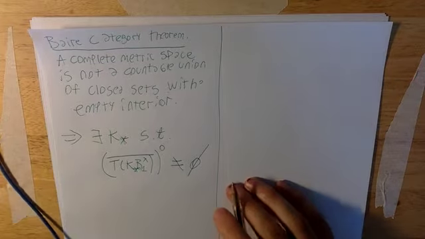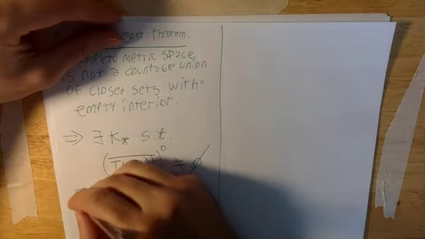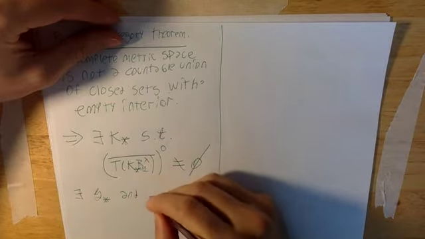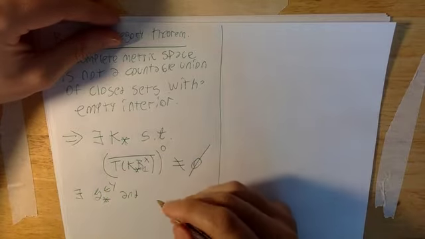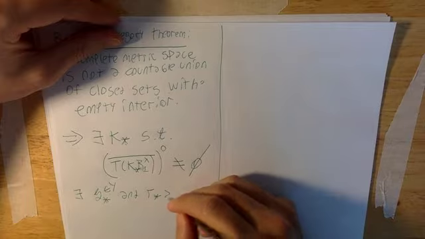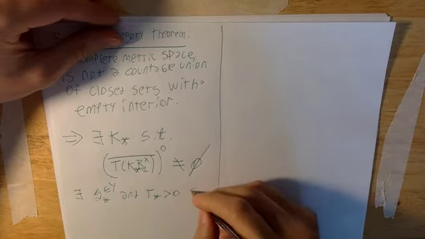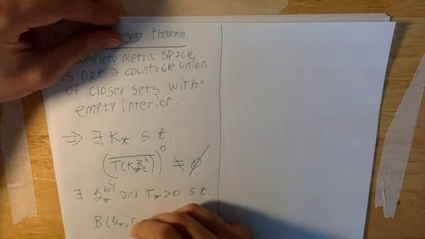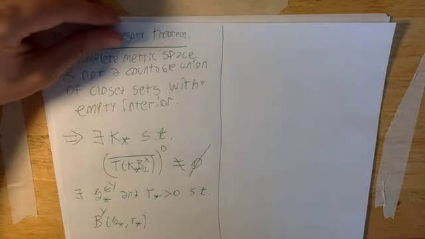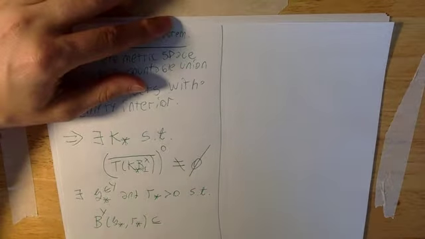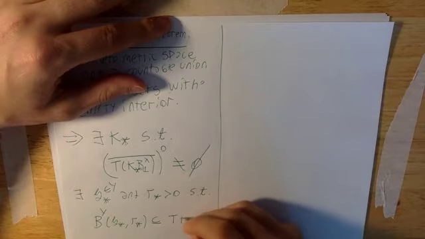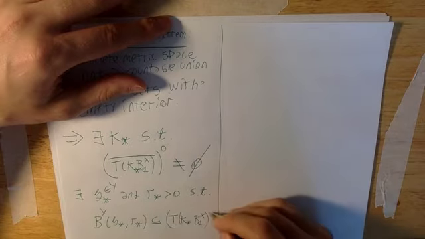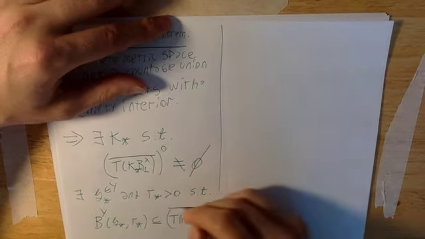So what does this mean? This means that there exists a y star in Y and r star positive such that the ball around y star of radius r star, and this is a ball in Y, is contained in the closure of T of k star B1(X). Okay, so let's just put the closure on top.